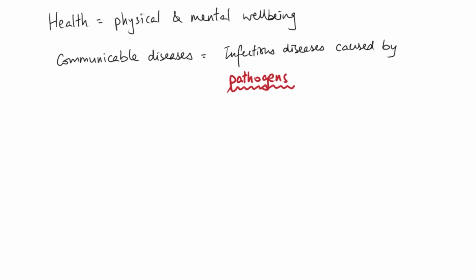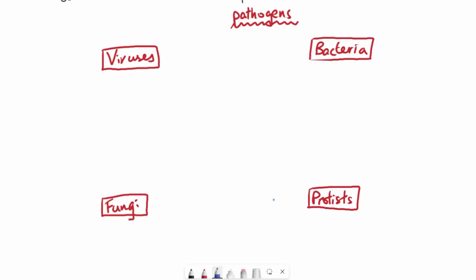Now, there are 4 pathogens that you need to know, which are viruses, bacteria, fungi, and protists. In particular, you need to know a bit more about viruses and bacteria in the sense of how they actually make us ill and how they reproduce. So let's start with viruses.